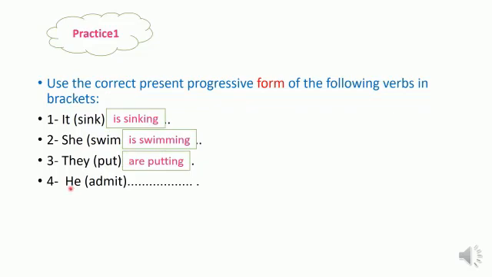Last one, he admit. Look here at the verb admit. We have stress on the second syllable. It ends with a consonant, and before the consonant we have a vowel letter. So in this way, admitting, ing, double the T. He is admitting, yes.